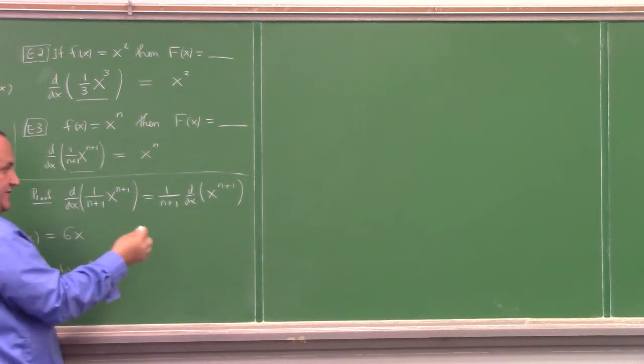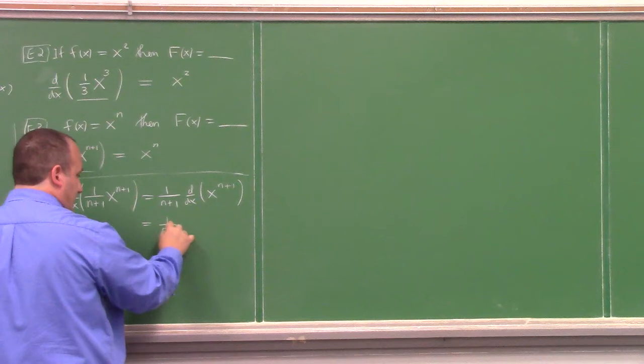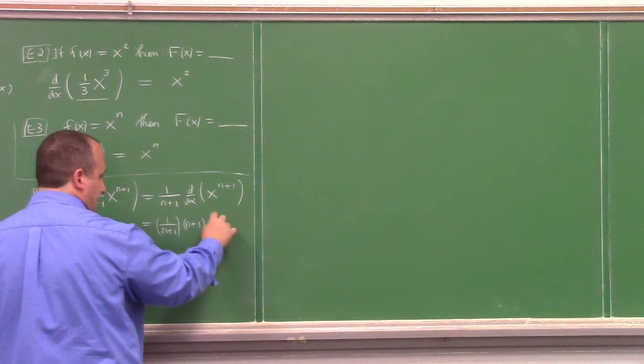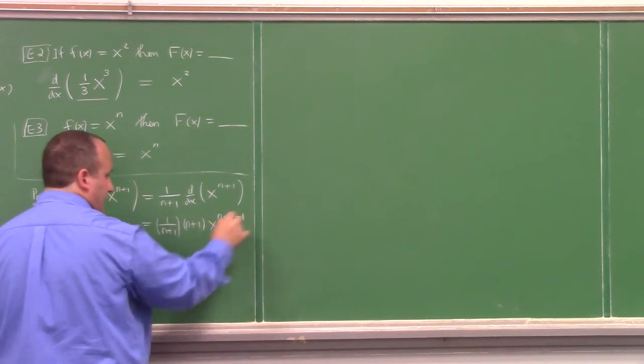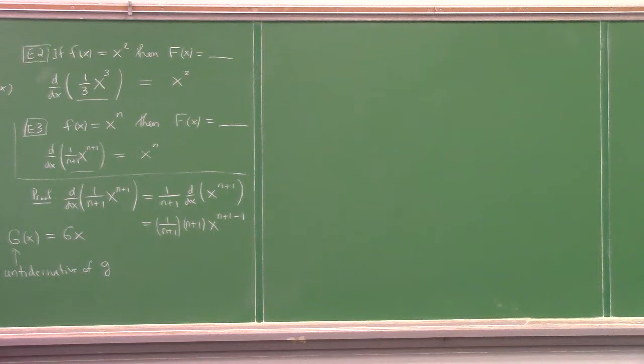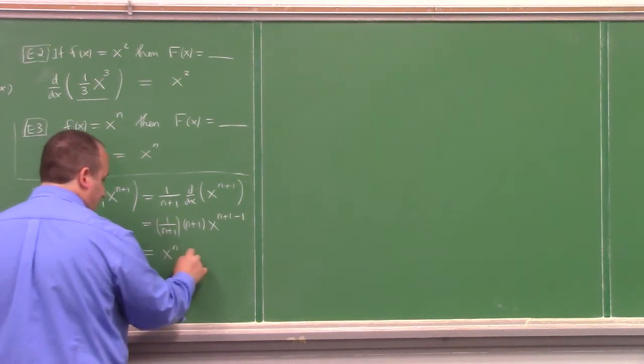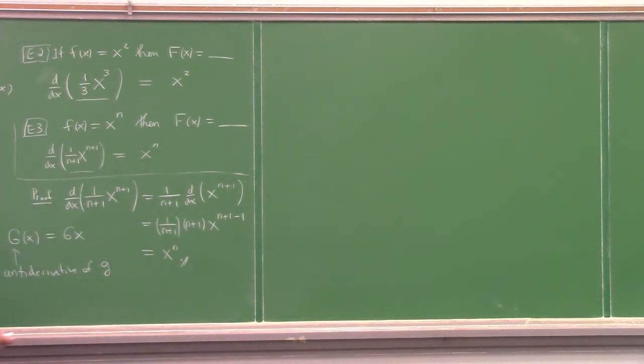What was the power rule? The power rule says it's the power, n plus 1, times x to the n plus 1 minus 1. What's n plus 1 minus 1? Well, that's just x to the n, right? And how about the n plus 1 over n plus 1? It cancels. So we get x to the n. And there you go. That's the proof that 1 over n plus 1 times x to the n plus 1 serves as an antiderivative for x to the power n.